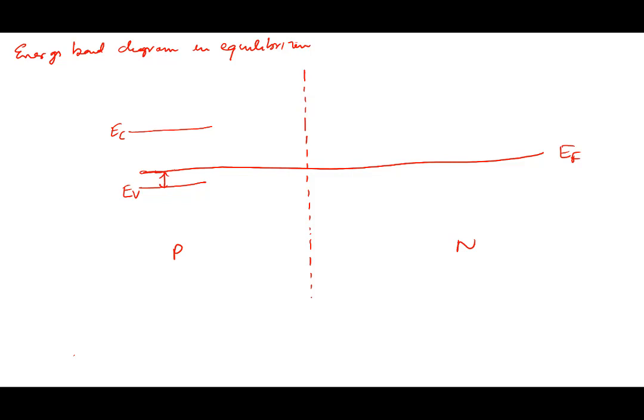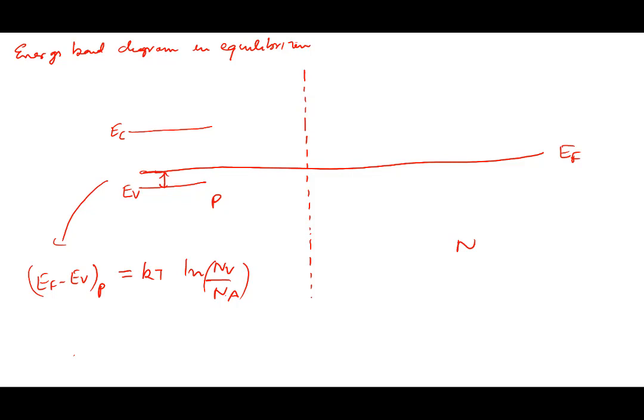Do we know this? Can we get an expression for this? Let me write down EF minus EV in the p-type region. What is it equal to? Do you recall that it is kT ln NV by NA? It's a positive energy that I'm talking about, NV by NA.